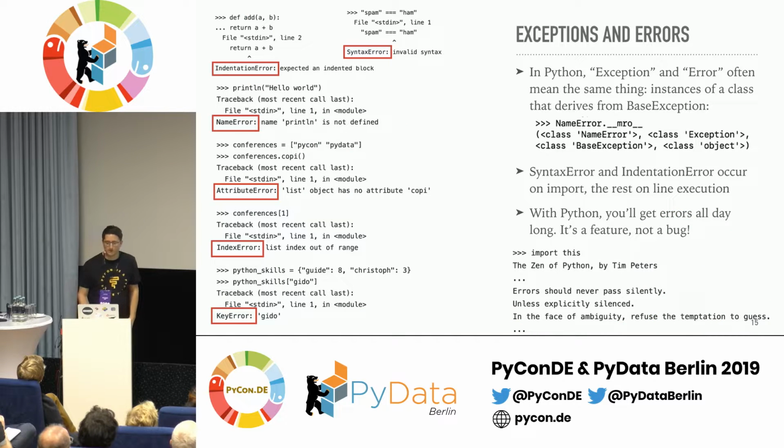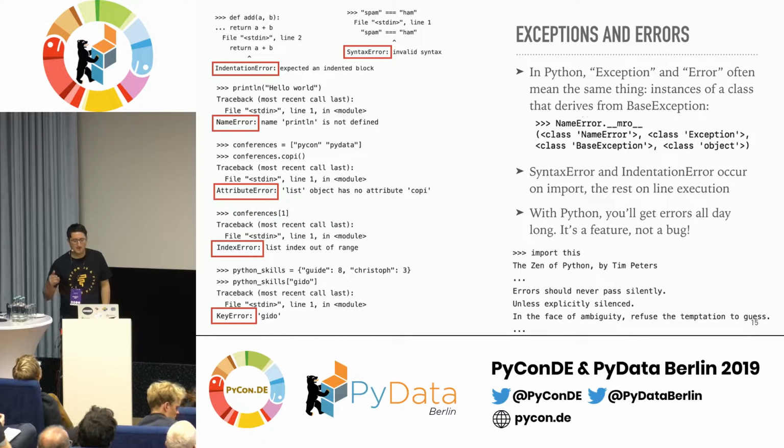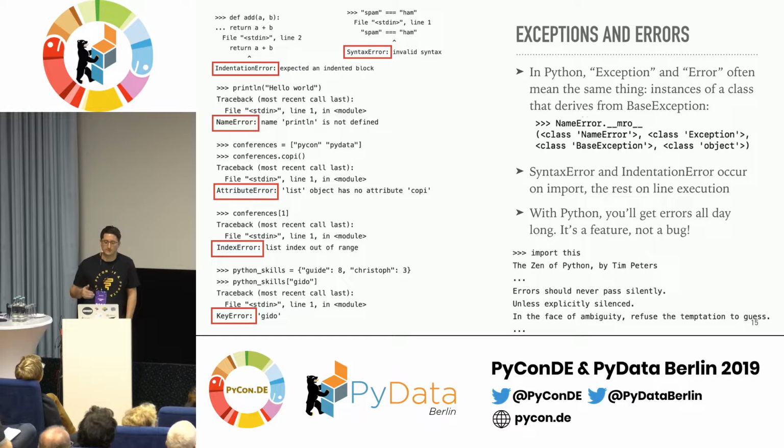Exception and error usually mean the same thing. These are instances of a class that derives from BaseException. For example, NameError is an exception; you can see that it derives from BaseException. There are two errors that you will get very frequently, which happen at import time, right at the start after you write your code: the SyntaxError and the IndentationError. And then all of the other errors that you see on the left here, like NameError, AttributeError, IndexError, KeyError, and so on, happen when you execute the code at runtime.